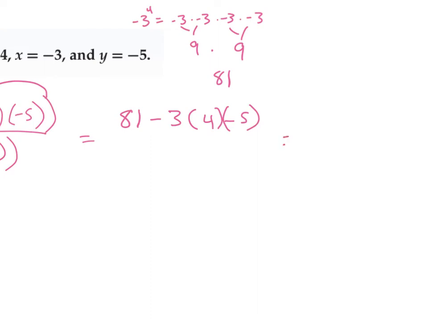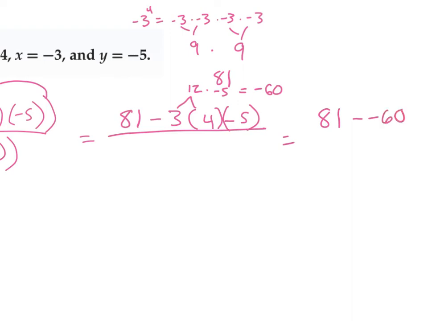So I have 81 minus, I'm just going to do 3 times 4, and that's 12, and then 12 times negative 5 is negative 60. Again, it doesn't matter what order you multiply these in. You could multiply 4 times negative 5 first and get negative 20, and then negative 20 times 3 would be negative 60. So here we have a minus negative 60.